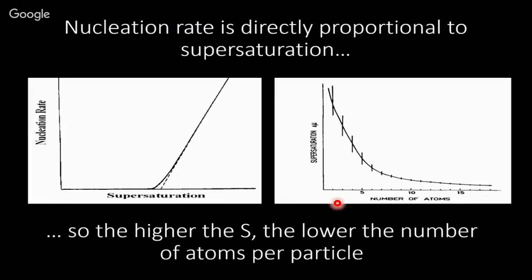So that is the trick. If you want to make nanoparticles, you have to have a very high nucleation rate. How are you going to get that? You're going to get it by having a very high supersaturation. And how are you going to get that? By mixing the reactants at very high concentrations as abruptly as possible.